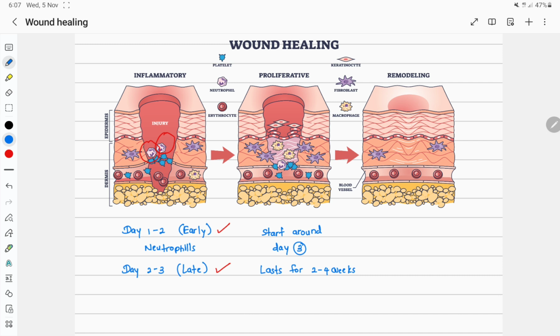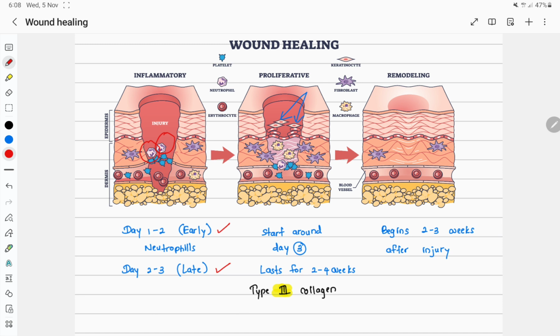The next phase is the proliferative phase. The proliferative phase starts around day 3 and lasts for about 2 to 4 weeks. Here there is fibroblast deposition. In this diagram also you can see there are fibroblasts. From these fibroblasts there is formation of granulation tissue and type 3 collagen. In the early part of this phase, there is formation of granulation tissue, and in the latter part of this phase there is increased tensile strength of the wound due to the increase in collagen. Here there is an increase in type 3 collagen.